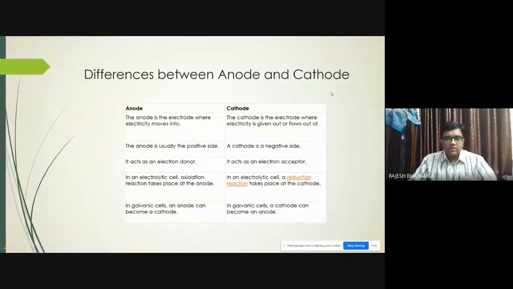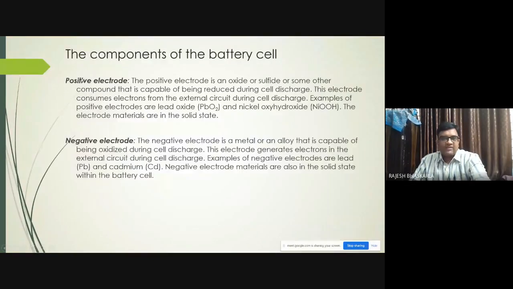Okay. Now let us see the differences between anode and cathode. Till now I've explained this as a positive electrode, this as a negative electrode. I did not say that positive electrode is anode and negative electrode is cathode. But now I'm saying that earlier also I said this. In most of the cases, positive electrode is anode, and in most of the cases, negative electrode is cathode.